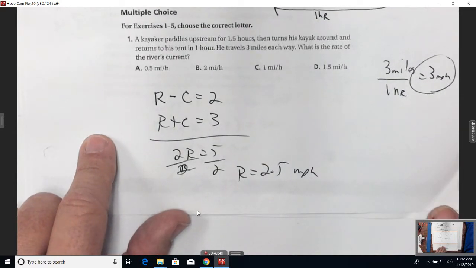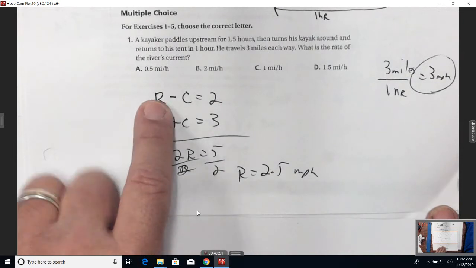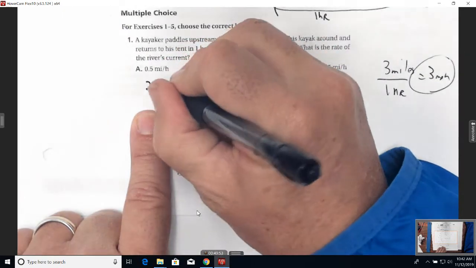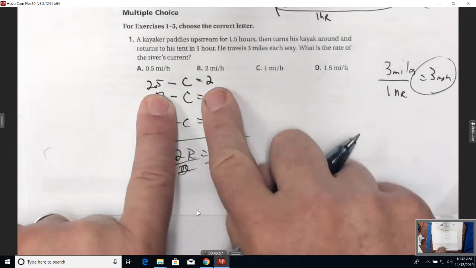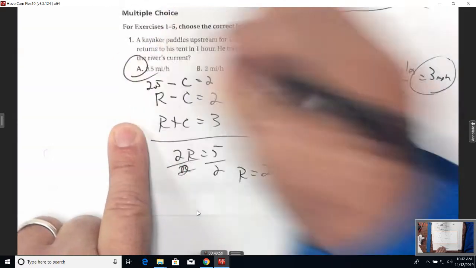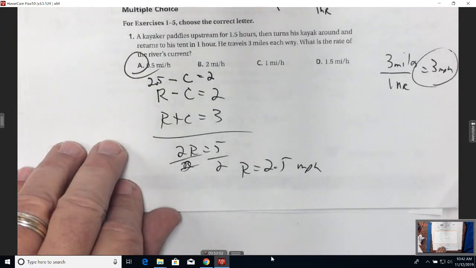current. What would the current be? 2.5 minus what is equal to 2? Can y'all tell me? There you go. It's A. All right, that's it for your notes today.